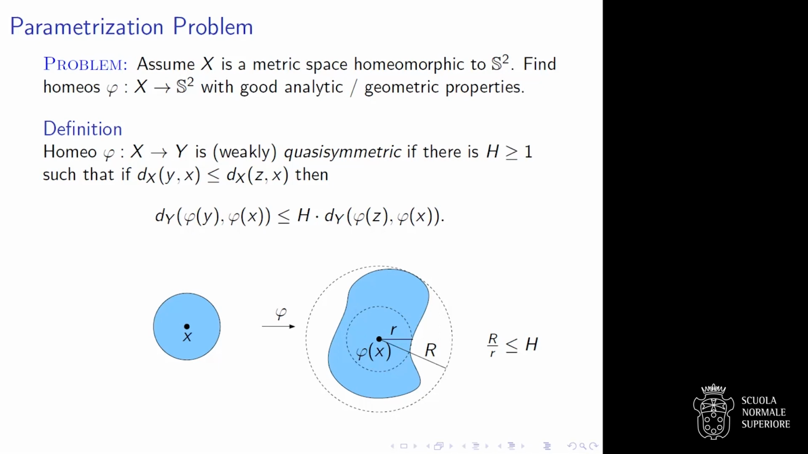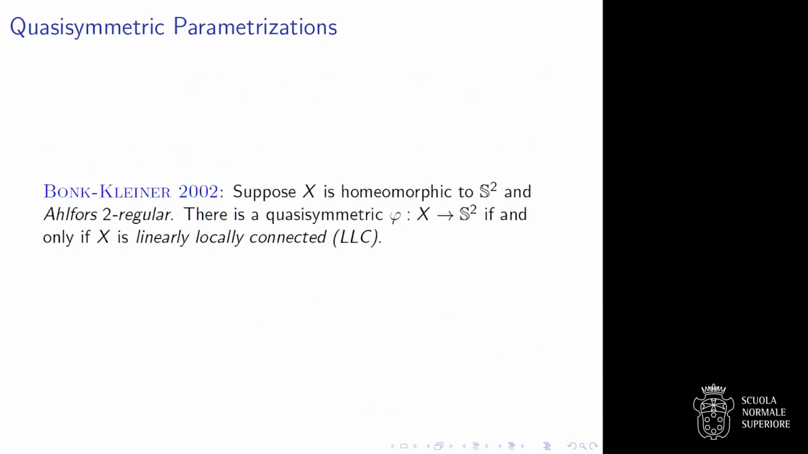This is a difficult problem, which is very much open in general, but Bonk and Kleiner solved it for Ahlfors 2-regular spheres. That's the famous Bonk-Kleiner theorem. So again, X is homeomorphic to the two-sphere, and Ahlfors 2-regular. That's the assumption. Then there's a quasi-symmetric homeomorphism from the space onto S² if and only if the space is linearly locally connected.